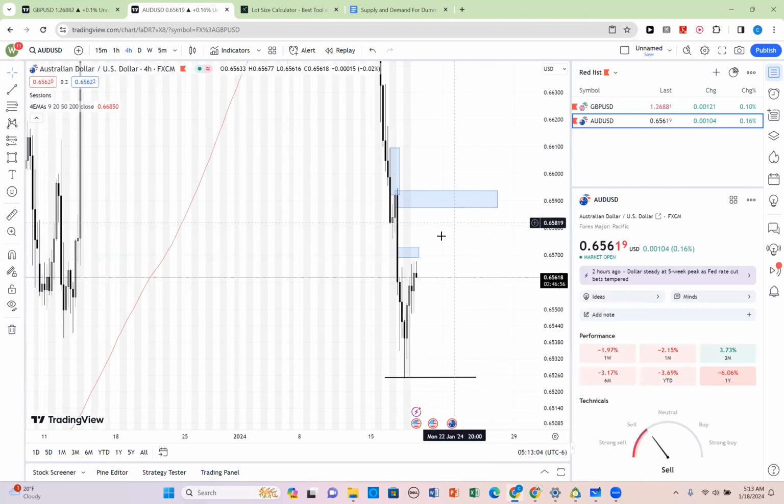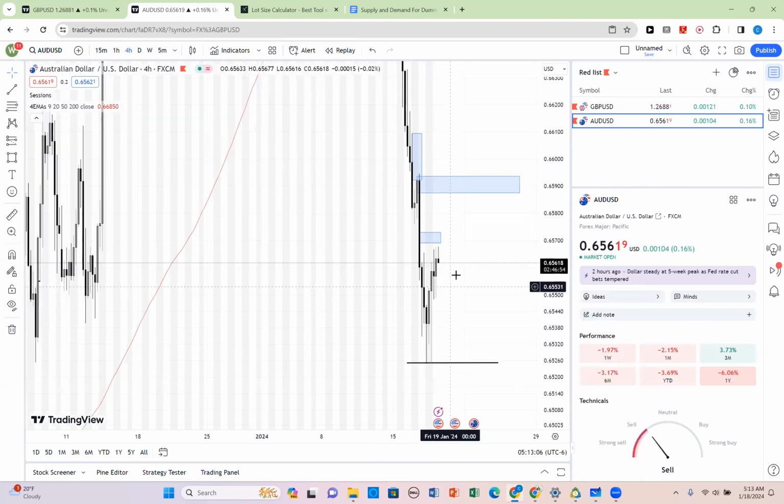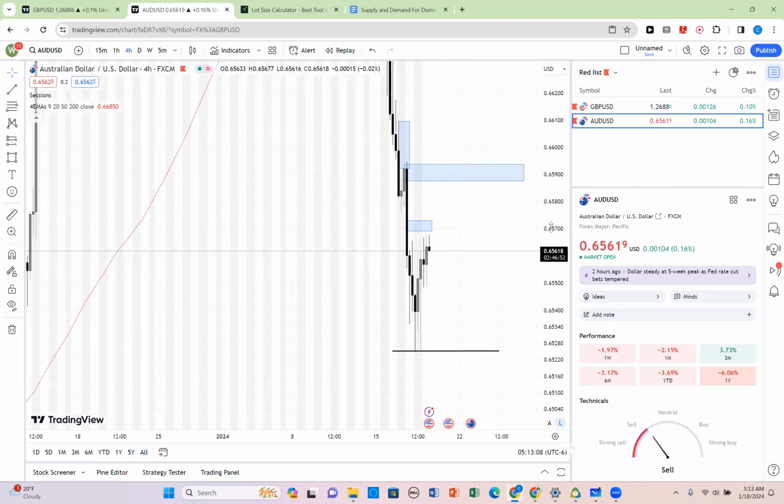We look at this on the charts. You're not going to be perfect with this at all, honestly. But it's just something to look at when you're looking at supply and demand.